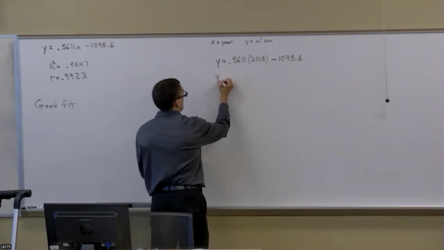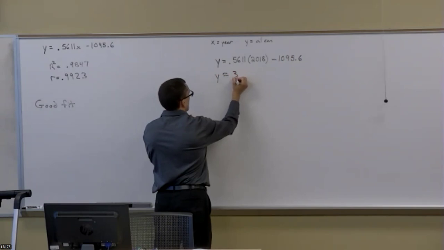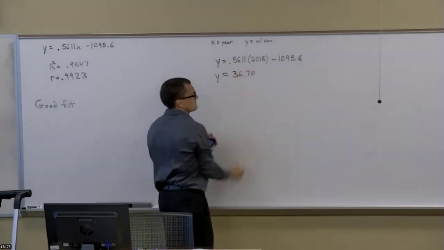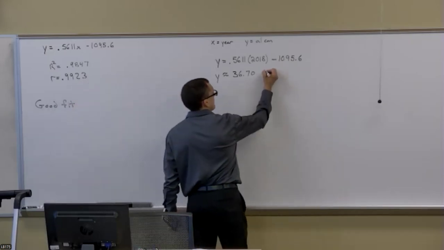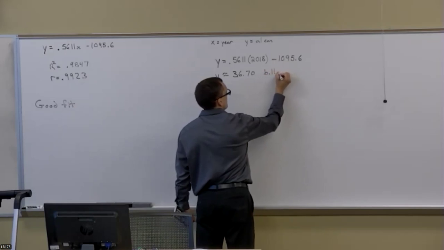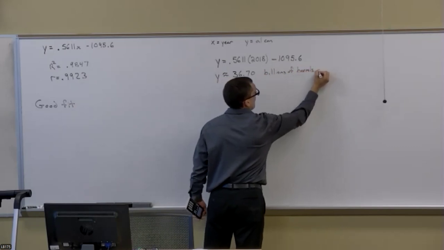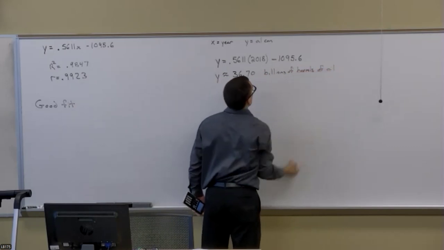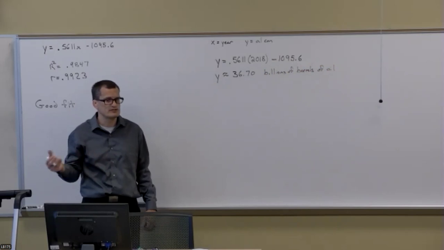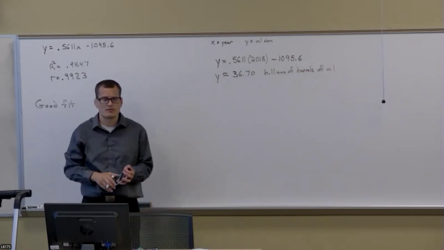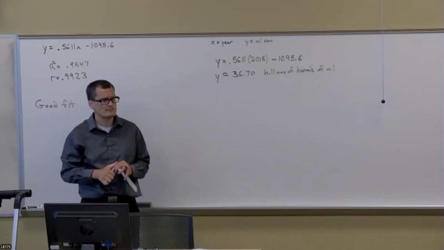And so I'll round this to 2 decimal places because all of our oil consumption was. That would be 36.70. And that would be the oil consumption in billions of barrels of oil. So this would predict that in 2018, there would be about 36.70 billion barrels of oil consumed worldwide. That makes sense?